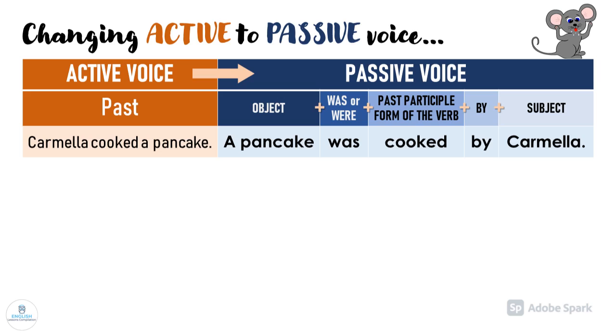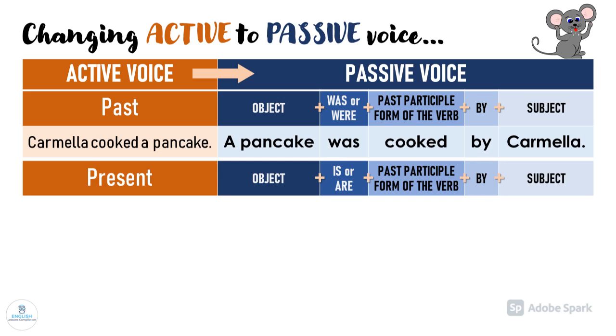Carmela cooked a pancake. In transforming, simply write the object a pancake followed by the helping verb was because the object pancake is singular. The next one is cooked because that is the past participle form of the word cooked, followed by by, and the last is Carmela, which is the subject. The sentence now is, a pancake was cooked by Carmela.